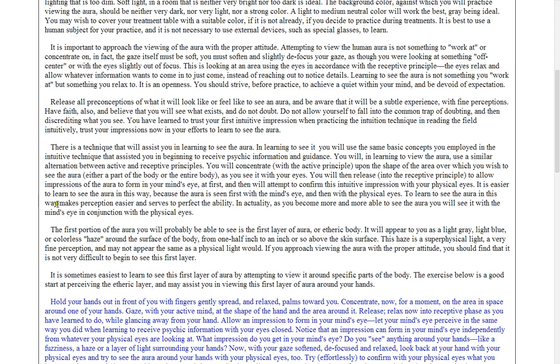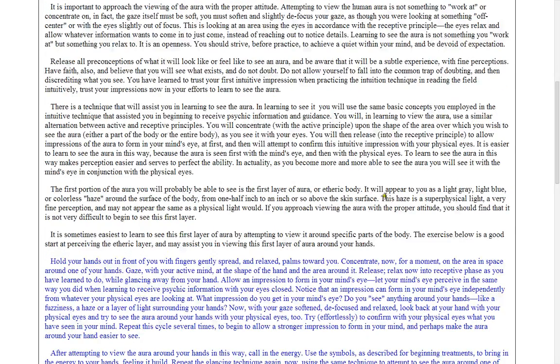It is easier to see the aura in this way because the aura is seen first with the mind's eye and then with the physical eyes. To learn to see the aura in this way makes perception easier and serves to perfect the ability. In actuality, as you become more and more able to see the aura, you will see it with the mind's eye in conjunction with the physical eyes.